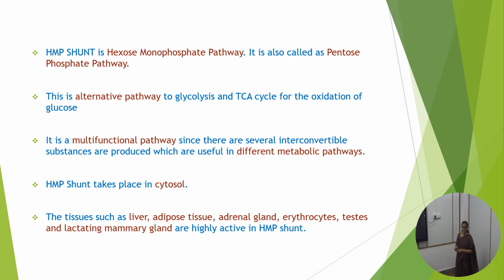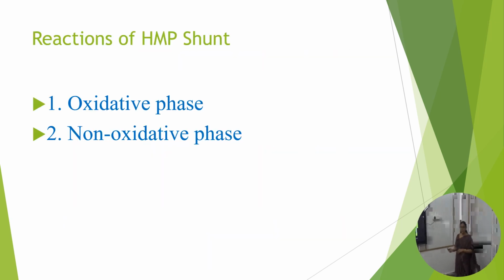And if we see this pathway, it takes place in all cells of the body, but it takes place in certain tissues of the body very actively. So those tissues are adipose tissue, adrenal gland, lactating mammary gland, and also liver. So these tissues are very active in carrying out HMP shunt, and it takes place in cytosol of the cell. Because the enzymes that are required for the HMP shunt are present in cytosol.